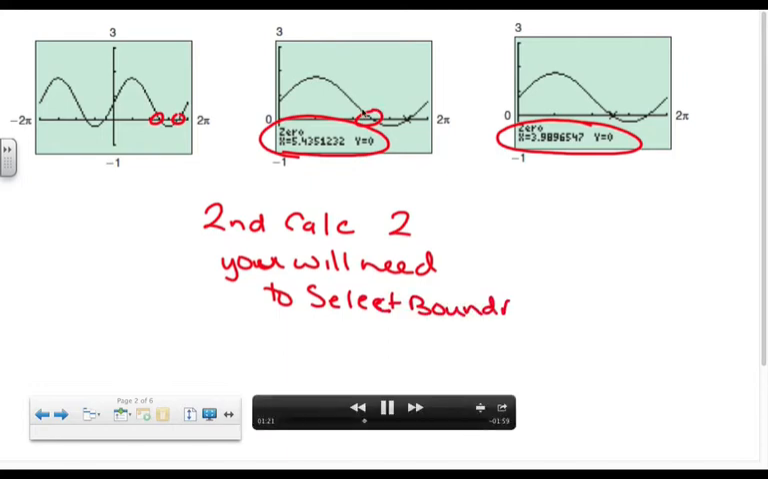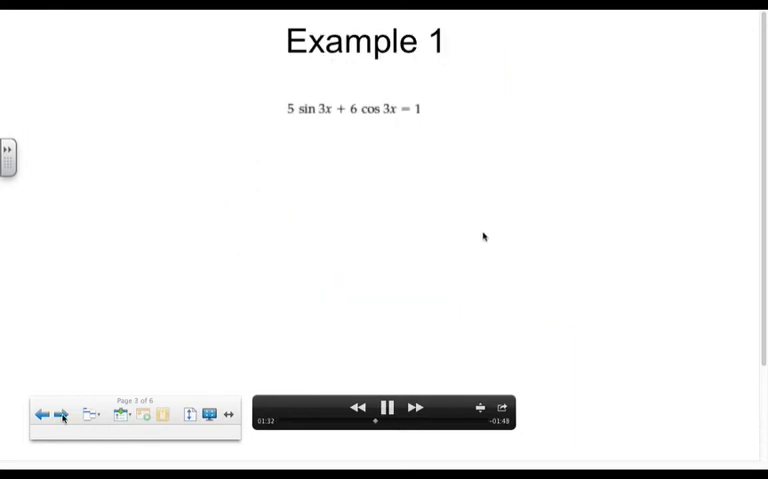So you'll need to select boundaries. Remember, you have to pick the left and the right boundary so that you can get the right 0. And make sure you get all the zeros on that period. We'll talk a little bit more tomorrow about graphing calculator hints.